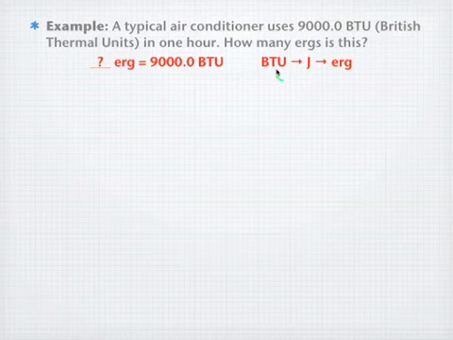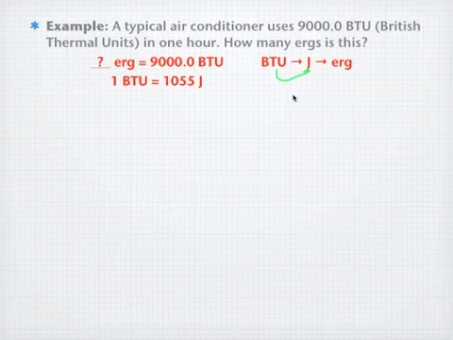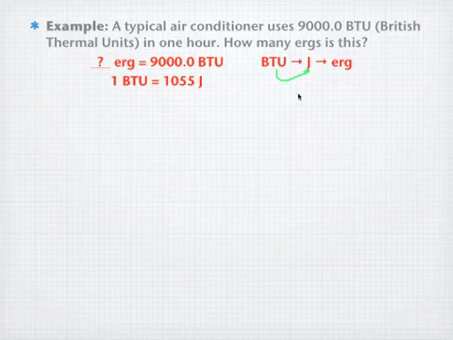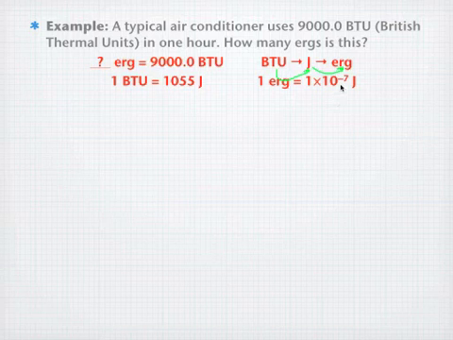First thing we're going to do is connect BTUs to joules. We do that using 1 BTU is equal to 1,055 joules. J means joules. We'll learn more about that later on. Finally, to connect joules to ergs, we see that we have a conversion of 1 erg being equal to 1 times 10 to the minus 7 joules. So let's get things set up.